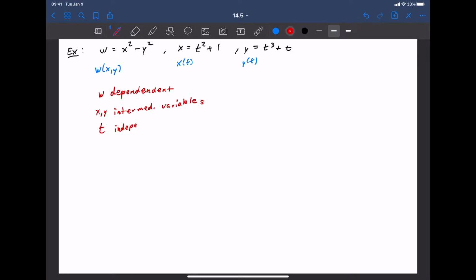Independent variable. Okay. So what we see here, we have kind of two paths now from w to the independent variable t. We have the path through, and this will be very much what we end up drawing, w to x to t, and we have the path from w to y to t. T causes two changes, a change in x and a change in y, which then cause a change in w.